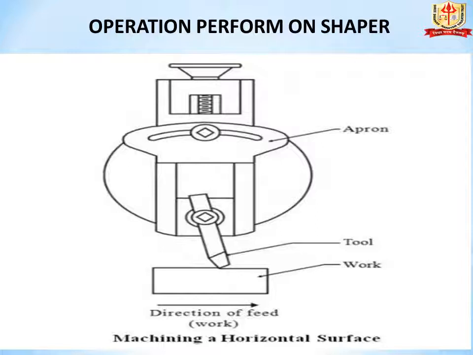Now we study different operations performed on a shaper. First operation is machining a horizontal surface. Machining a flat horizontal surface is the most common operation done on a shaper. The workpiece is tightly secured between the jaws of a vise or clamp provided with the T-slot of the table. The tool is mounted on a tool post with a minimum overhang. The stroke length of the ram is adjusted. The desired depth of cut is set and the machine is started. Cross feed of the table is initially given by hand. Later power feed can be engaged.